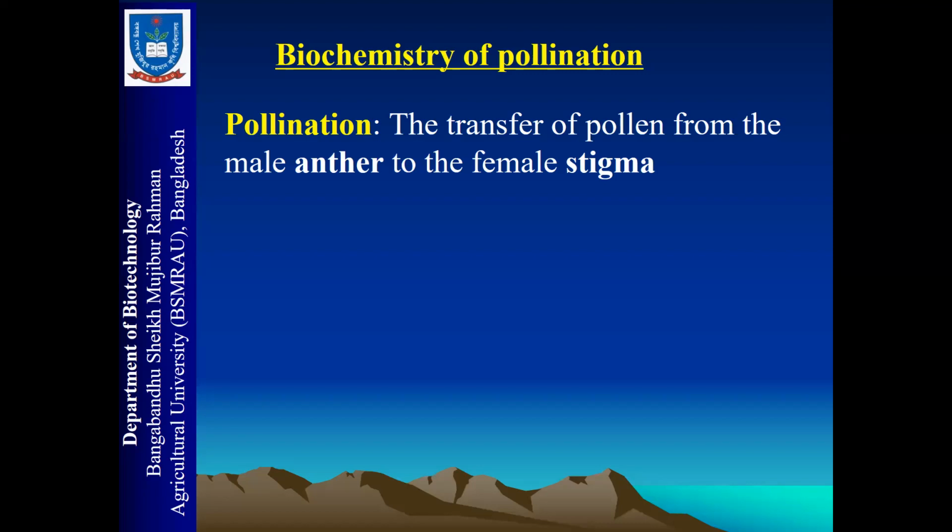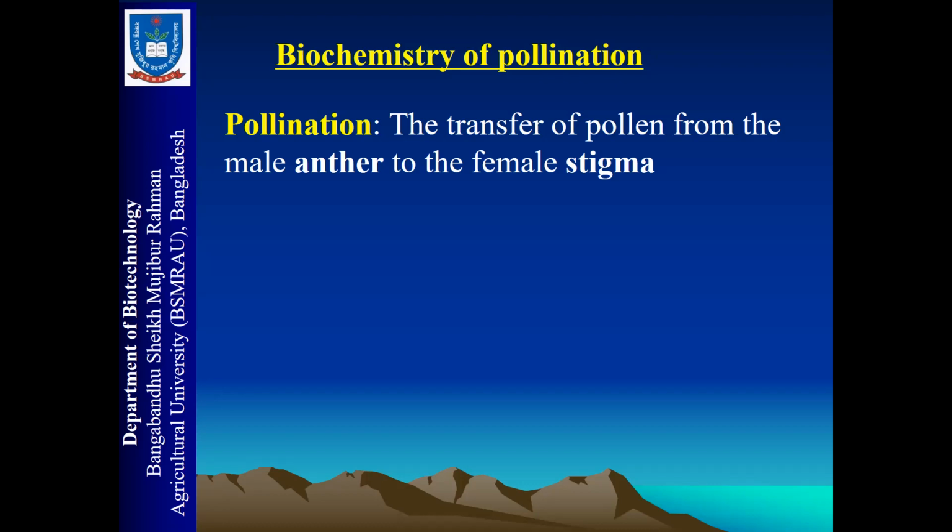Plant pollination, I think it is a very familiar topic to you. The transfer of pollen from the male anther to the female stigma, the process is called pollination. And this is very important for cross-pollinated plants because plants are known as sitting ducks. They cannot move away for mating. The male anther needs to come to the female stigma for pollination and development of the seed.